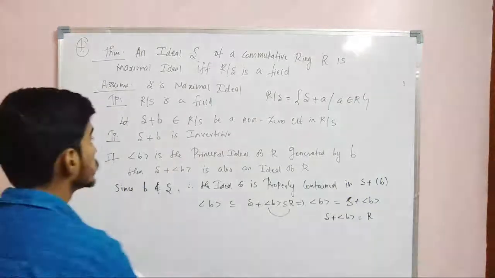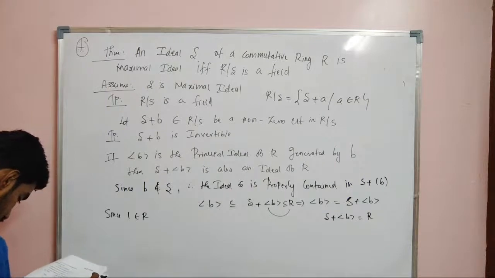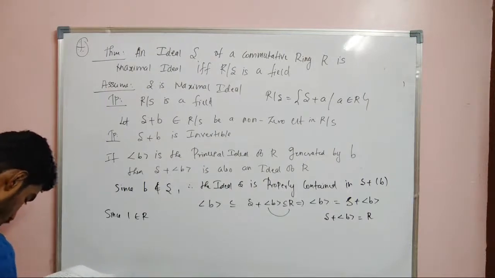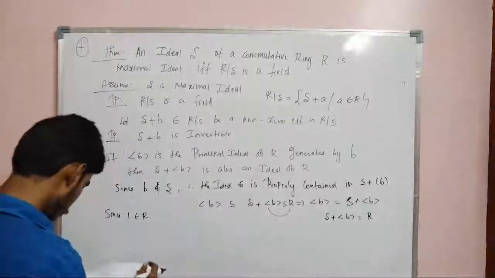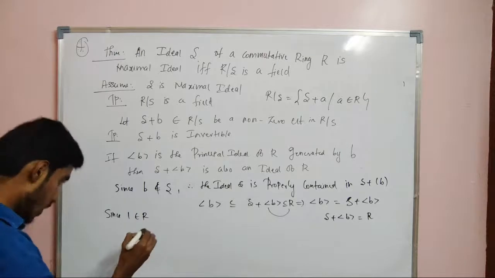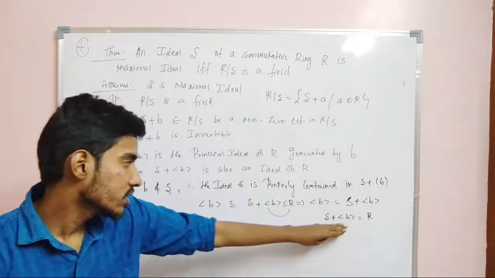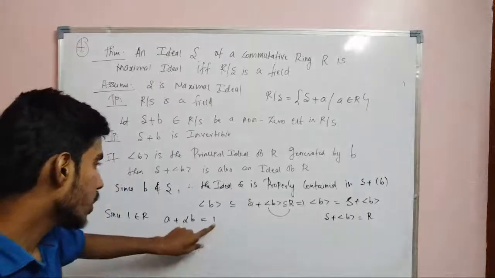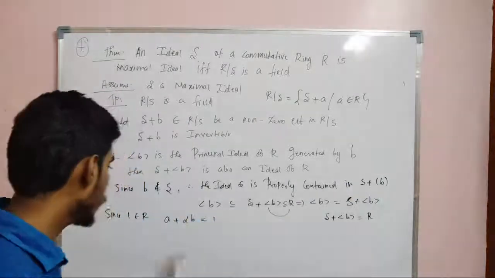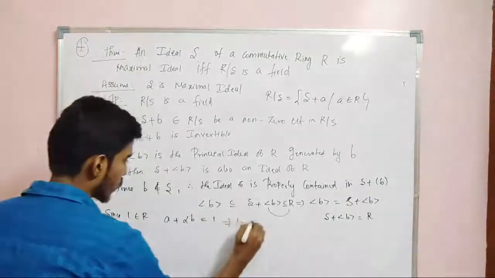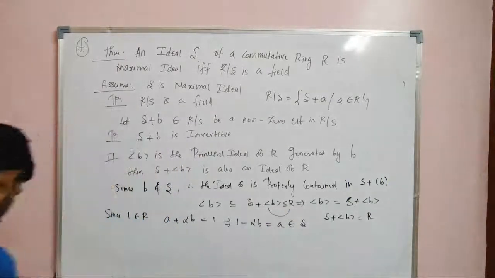Since 1 belongs to R, we must obtain 1 on adding an element of S to an element of B. That is, 1 can be written as A plus alpha B, because every element in R can be generated by S plus B. So 1 minus alpha B is equal to A, and this belongs to S.